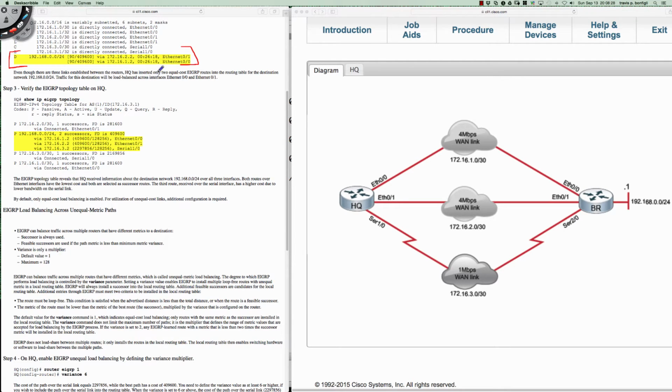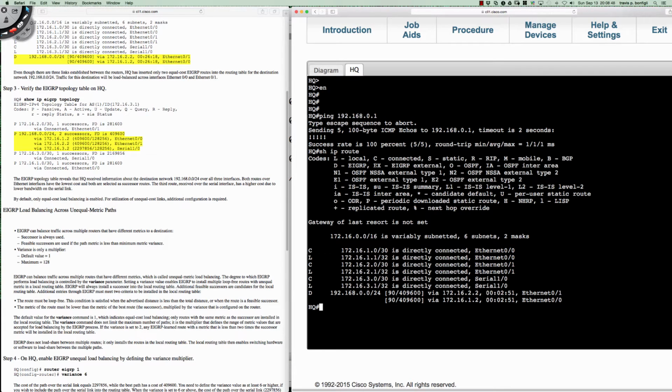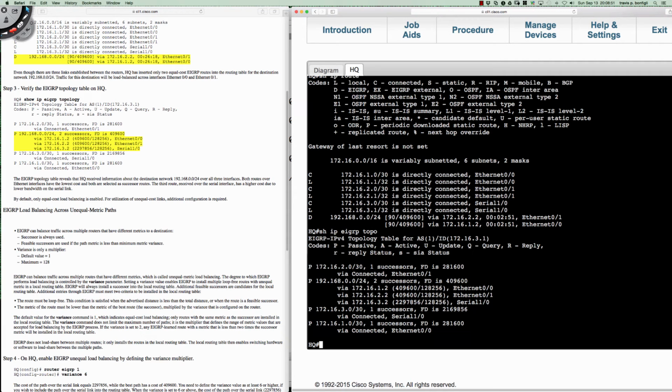Okay, and it actually tells you that there are two equal cost paths for the destination 192.168.0.0, again the successor route. So it's going to be load balanced across those two paths. If we were to take a look at the EIGRP topology table on the HQ router and say show IP EIGRP topology, we can see that there are two successor routes, right? And it tells us the feasible distance of the successor routes. However, it also lists a third route right here.